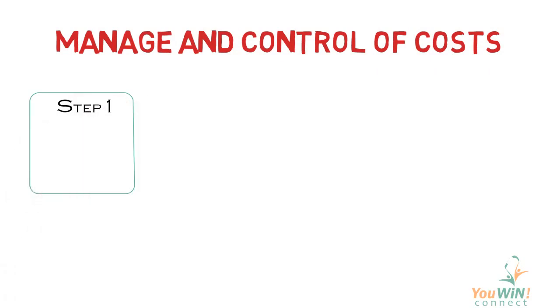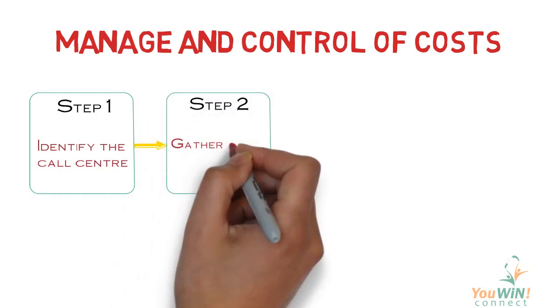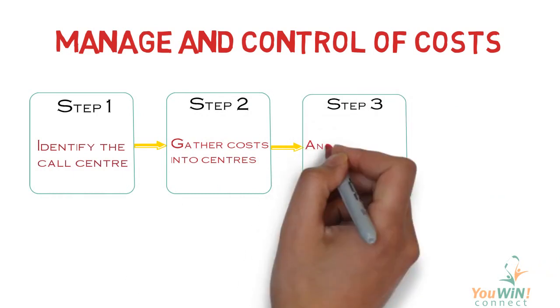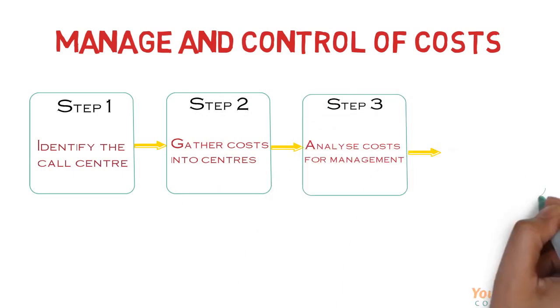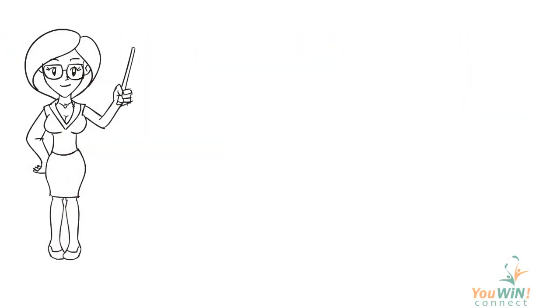Step 1. Identify the cost center. Step 2. Gather costs into centers. Step 3. Analyze cost for management. Step 4. Control cost through cost centers. Let's take a look at step 1.